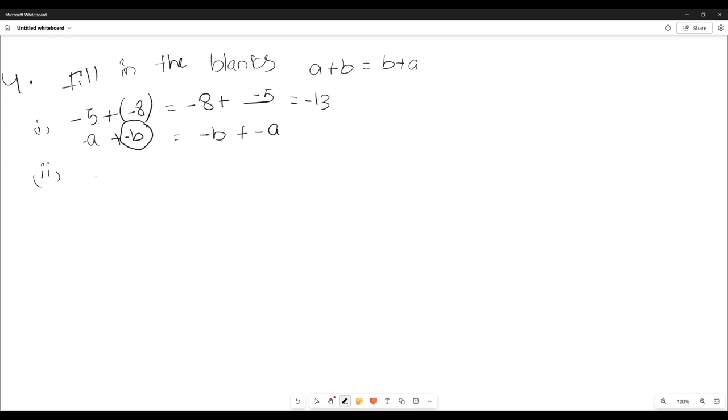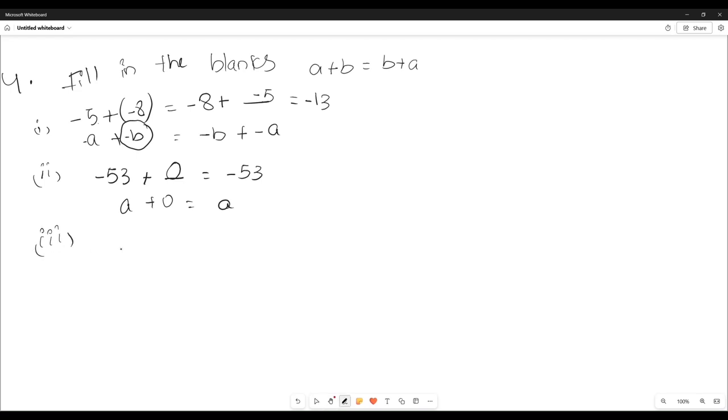Second sum. Minus 53 plus blank equals to minus 53. In the additive property, what is the additive property? A plus 0 equals to A. When we add 0 to any number, we'll get the same number. There will be no change in the number. What is the value in the blank? It is 0.